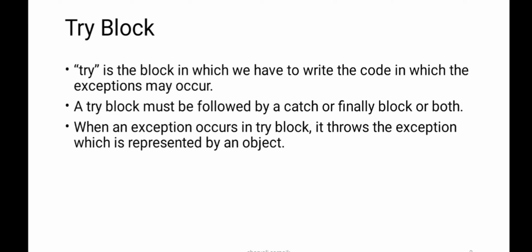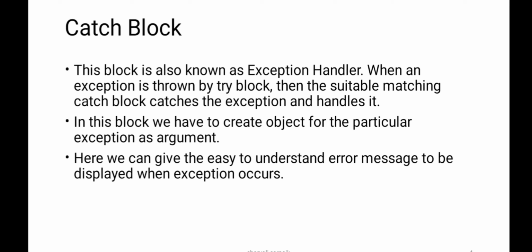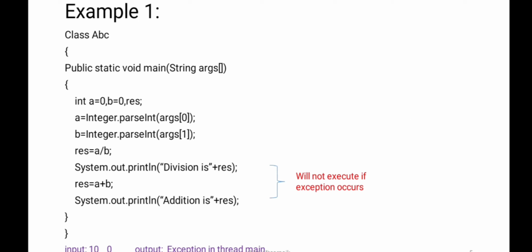We have seen the try block, which is the block in which we write the code where exceptions may occur, and a try block must be followed by a catch or finally block or both. Then we saw the syntax of the try block. The catch block follows a try block, and it is also known as an exception handler. When an exception is thrown by a try block, the suitable matching catch block catches the exception and handles it. If there is a try block, there must be a catch block. A single try block can have multiple catch blocks.